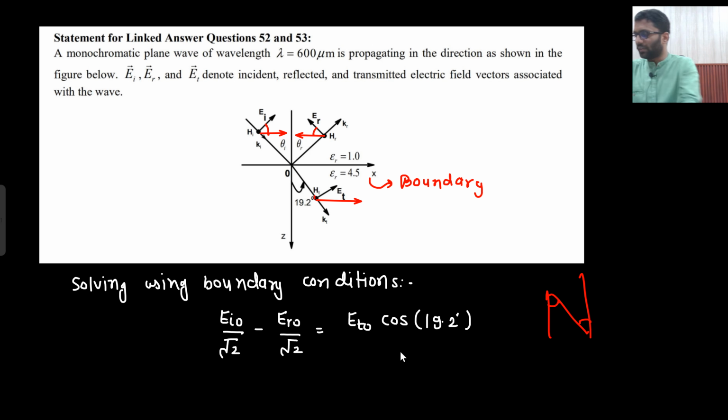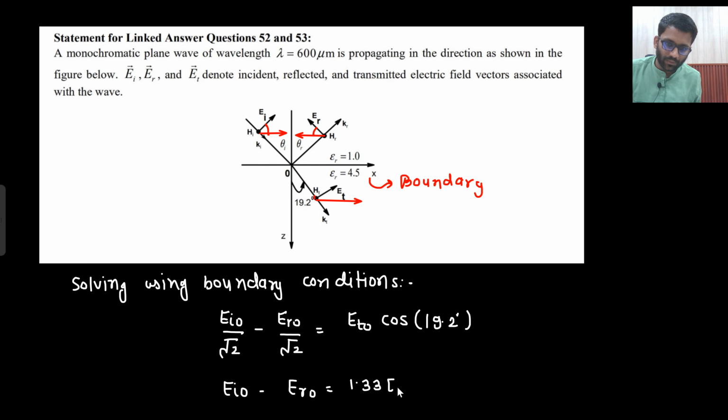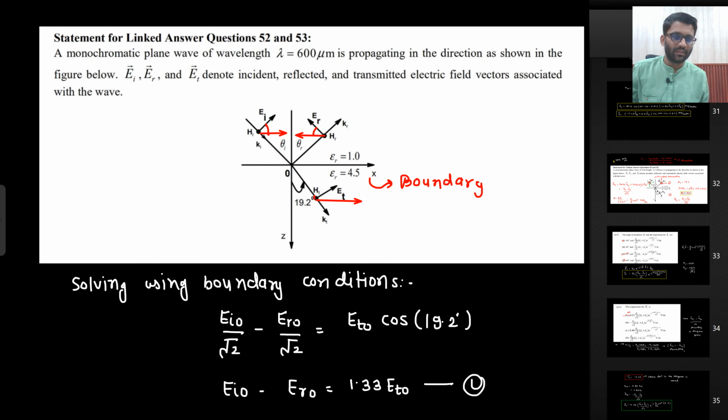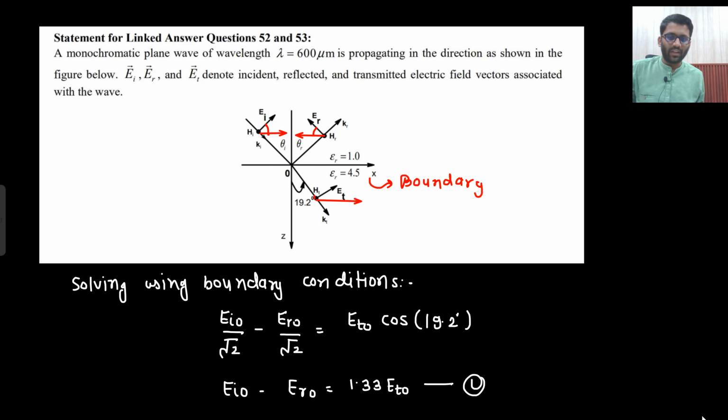Okay, I have written down the values because I have solved it. So where has that notebook gone? This is the notebook. So what is the answer we are getting? Okay, so this was the first condition, then let's apply the second condition. If I solve this equation, what do I get? EIO minus ERO is equal to 1.33 ETO. This is what I am getting. So this is my equation 1. I have to add a page. Okay, another page is there. So EIO minus ERO I have given.